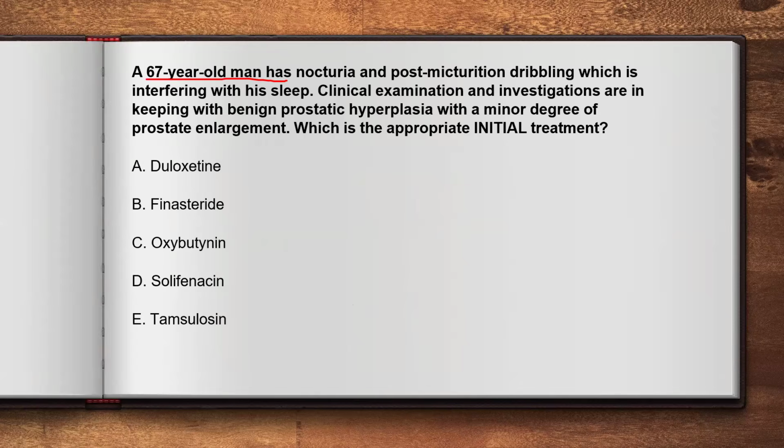A 67-year-old man has nocturia and post-micturition dribbling, which is interfering with his sleep. Clinical examination and investigations are in keeping with benign prostatic hyperplasia with a minor degree of prostate enlargement. Which is the most important initial treatment? Option A, duloxetine. Option B, finasteride. Option C, oxybutynin. Option D, solifenacin. Option E, tamsulosin.